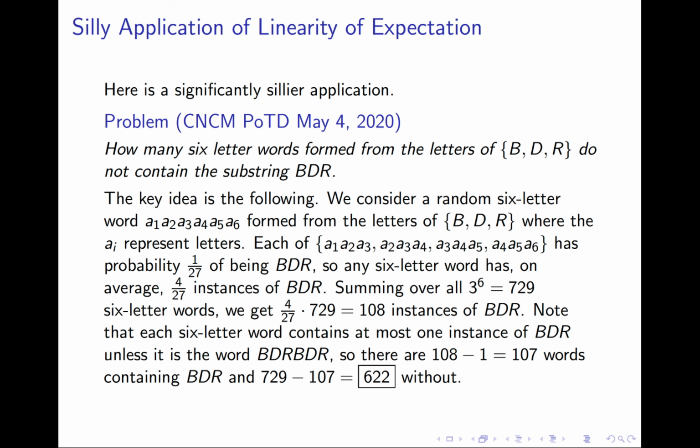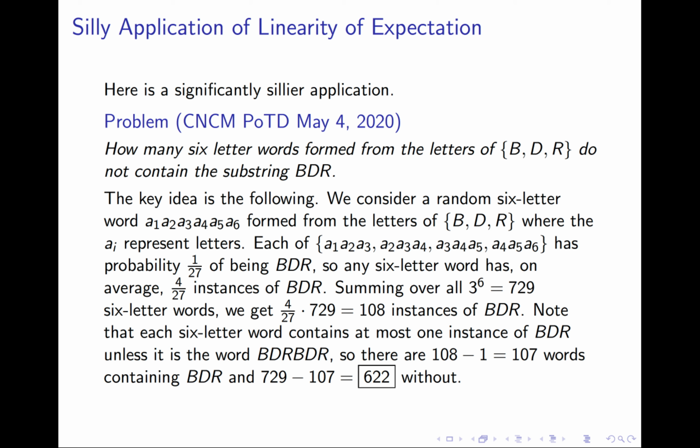And we note that there are 4 consecutive positions of 3 that the substring could appear in. And for each of those possible positions, there's a 1 out of 27 chance that the substring BDR appears in those 3 positions. And since by the linearity of expectation, any 6-letter word has 4 out of 27 instances of the 3 letters, because there are 4 consecutive positions.